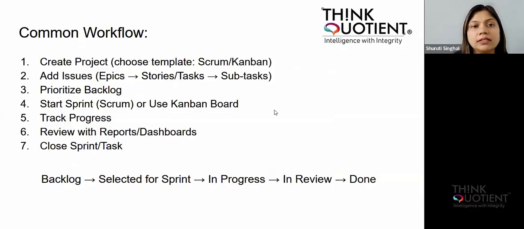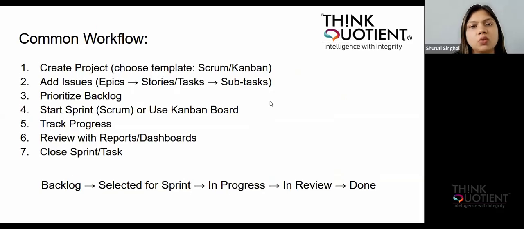Now guys, let us understand a common workflow and how actually it is created. First of all, we need to choose a template, that is, what kind of project we are going to create. It could be a Scrum project, it could be a Kanban project, it could be any kind of project. So we need to choose that template, and we can also skip that, right? After we choose the template, we add issues. These could be epics, and epics can contain stories or tasks, which can then contain subtasks. And according to these epics, we prioritize our backlog.